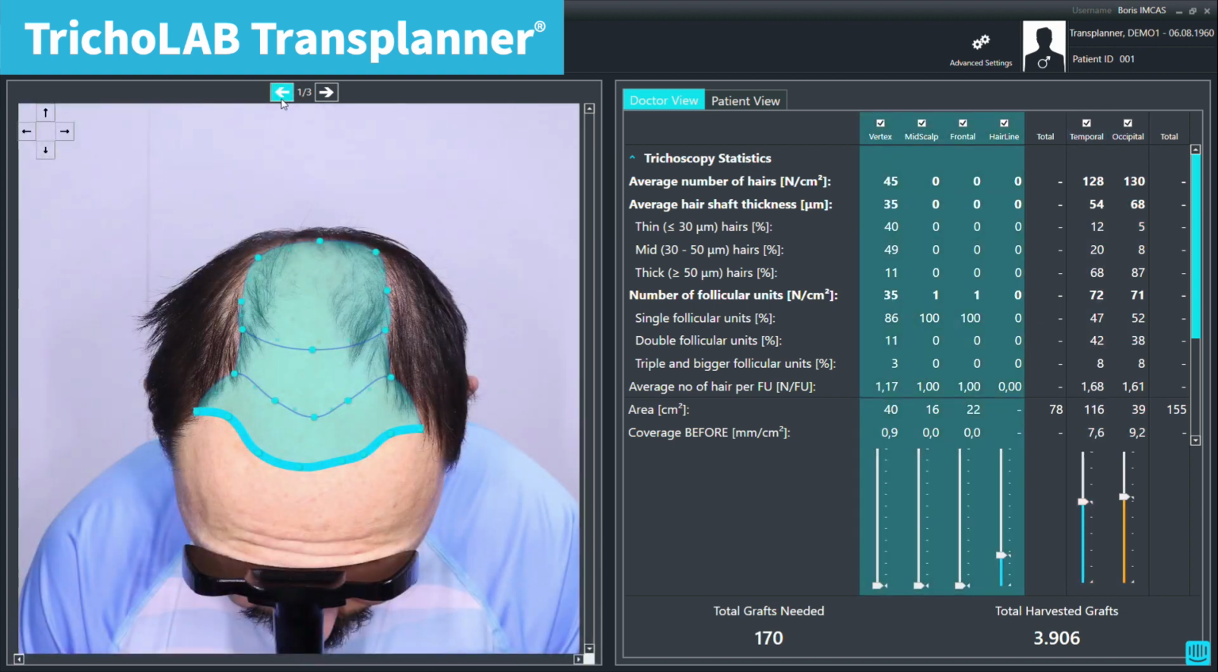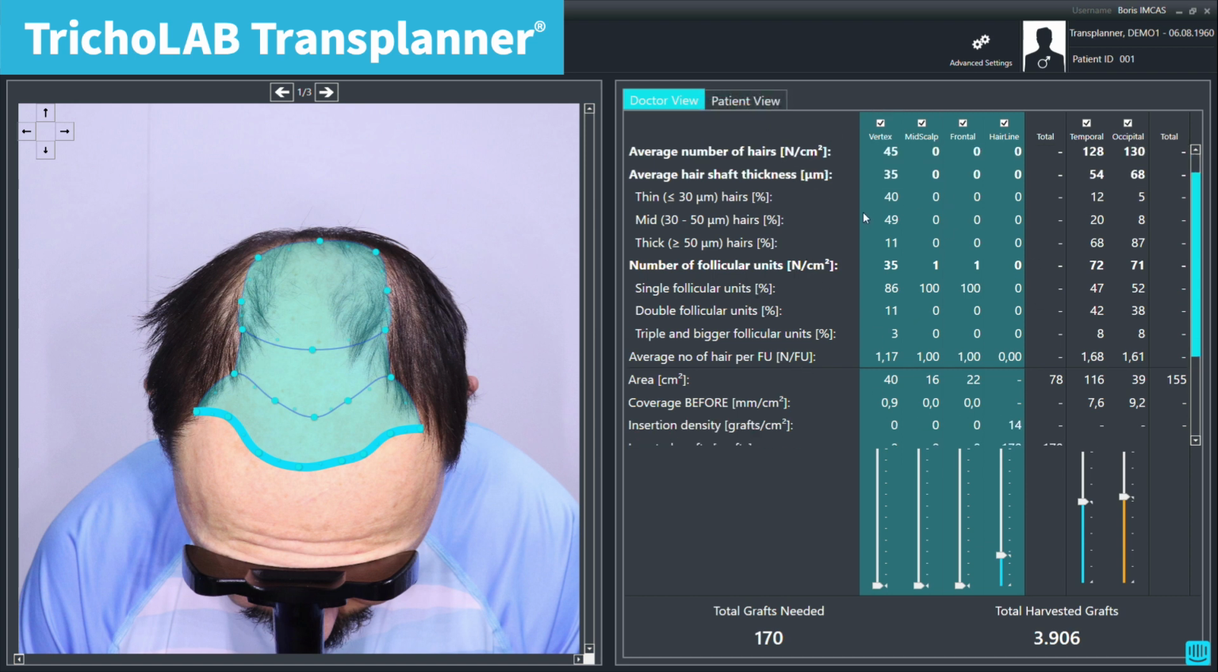So now the job is to educate the patient. First of all, of course, explain to him why, for example, a specific number that he has in his head is not possible, for example 5,000 grafts. Plus it makes sense to probably not cover the vertex, or only cover the vertex. And I will show you just one example how to do that with the Transplanner software. So let's just jump into it.